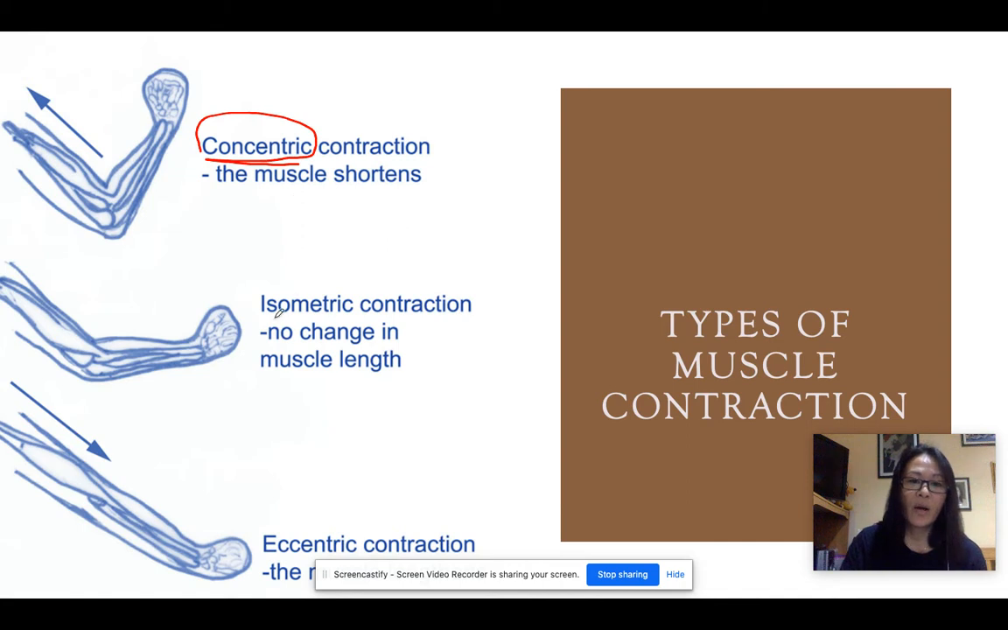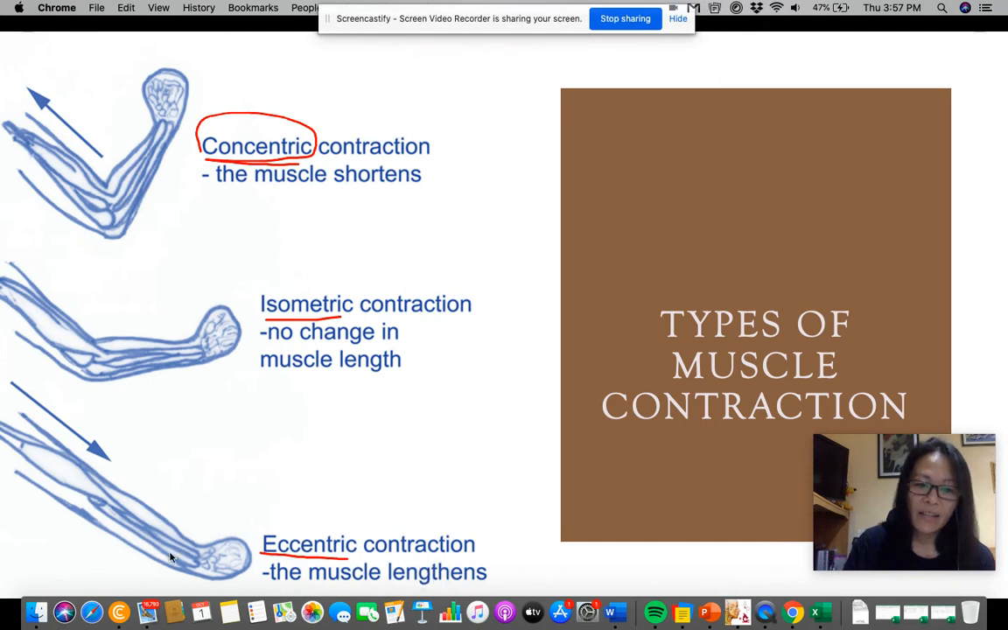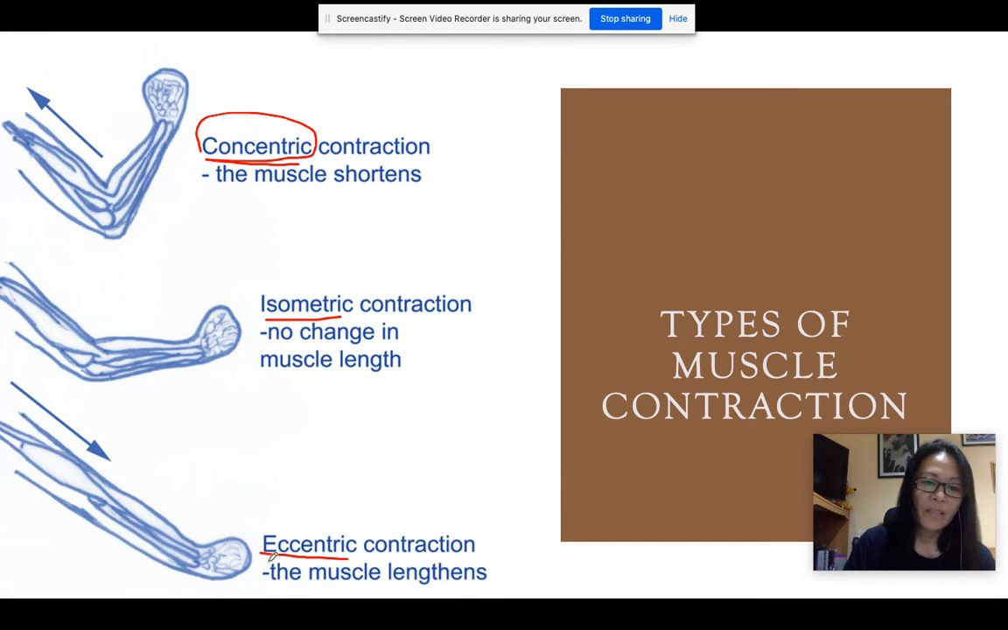When your muscles are contracting, but there's no change in length, just like in planking. When you plank, there's no change in the muscles; it remains the same length. That is called isometric contraction. And when we say eccentric contraction, your muscles are lengthening. There's a lengthening of the muscles when we say eccentric contraction. So those are the types of contraction.